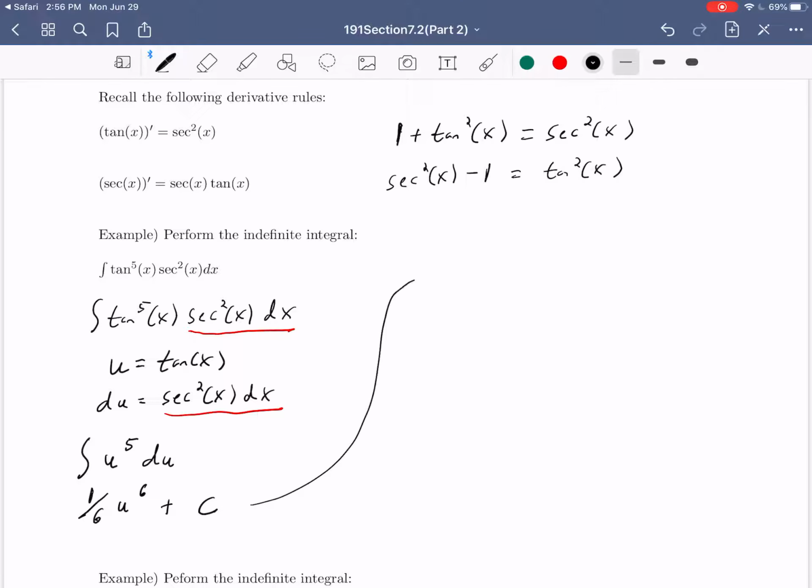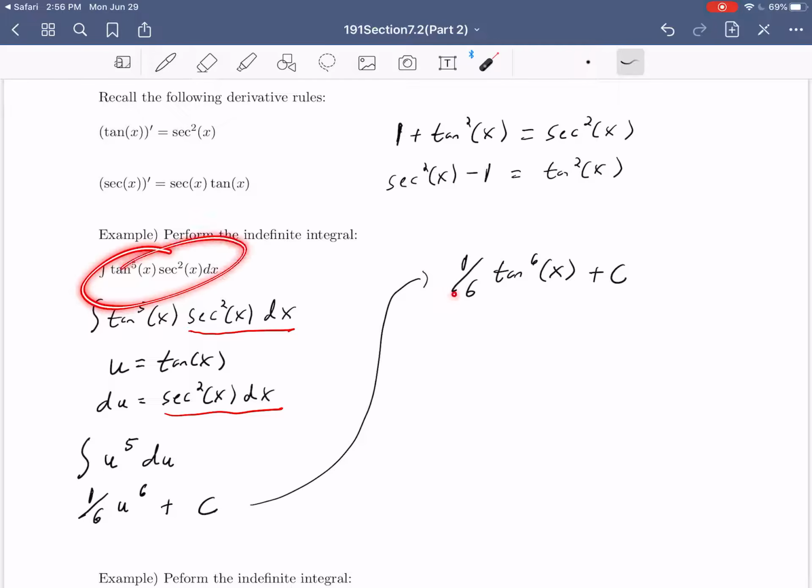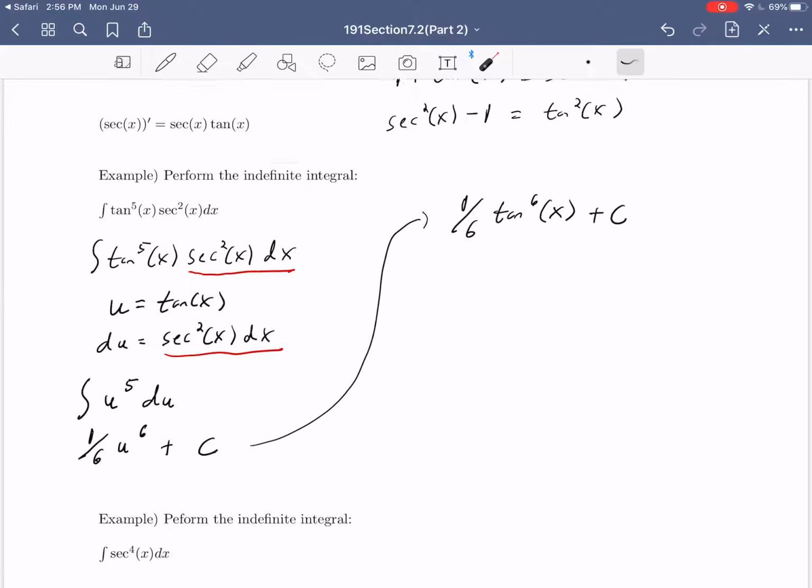And then we can just go ahead and unpack that over here. 1/6, replace the u with tangent. So 1/6 tangent to the 6th x plus c. There we go. There's our antiderivative for that expression. So the key thing here was that everything was in terms of tangent. We had that secant squared that was perfect for the substitution. We were all good. All right, let's take a look at another one.